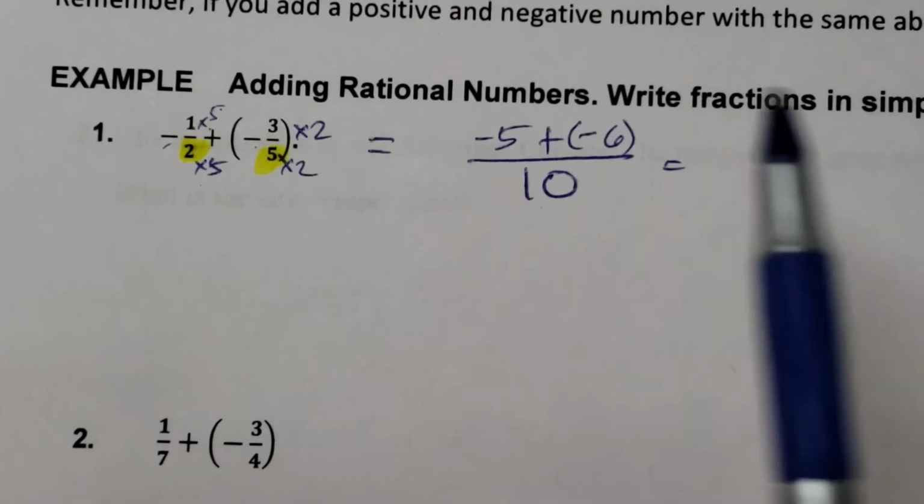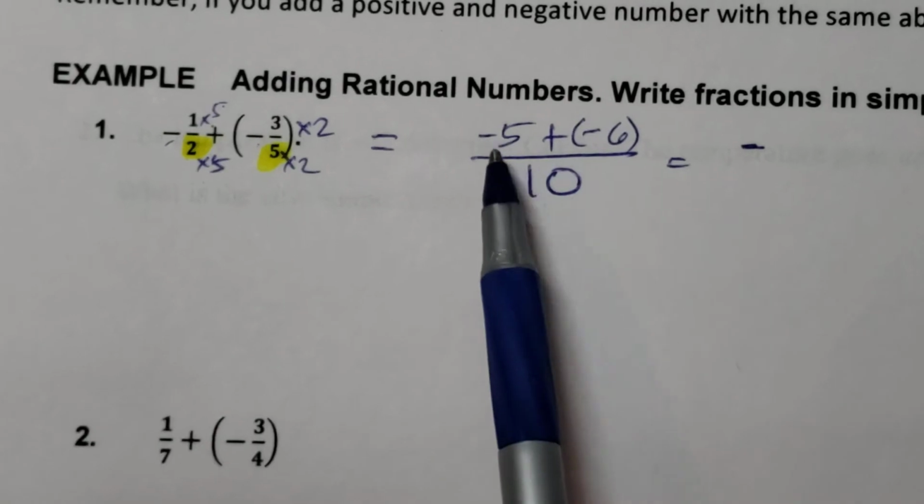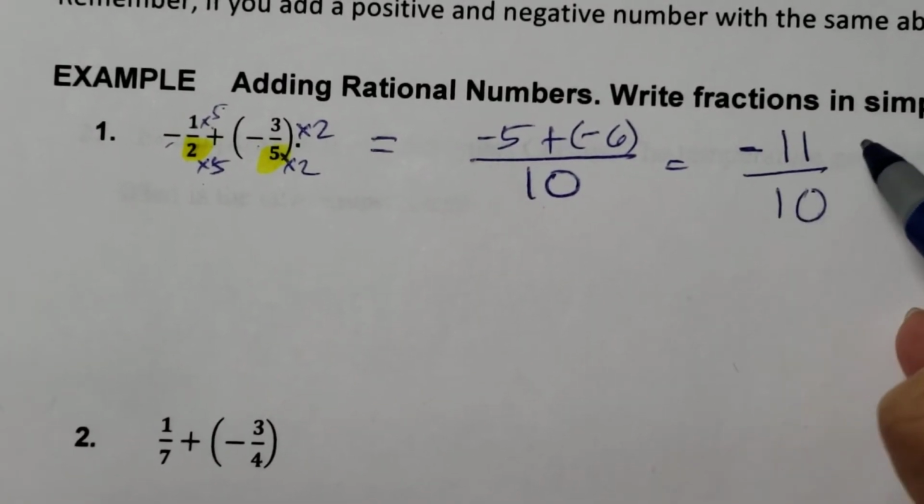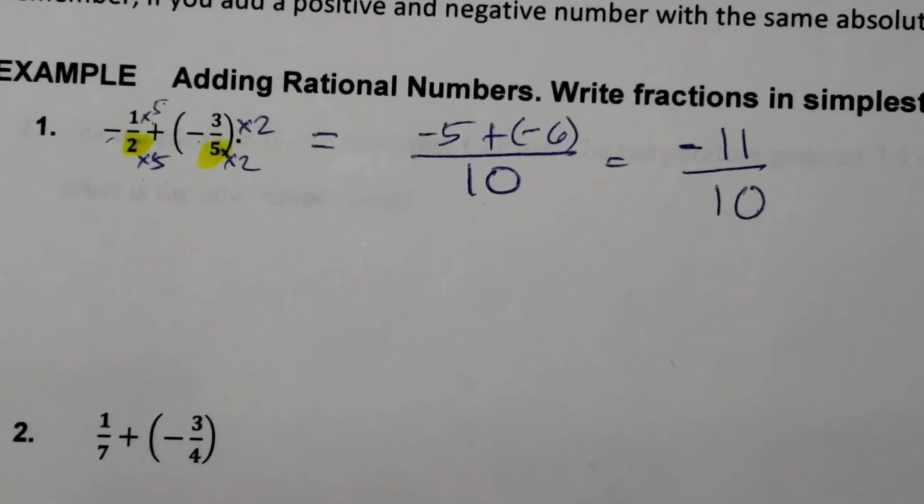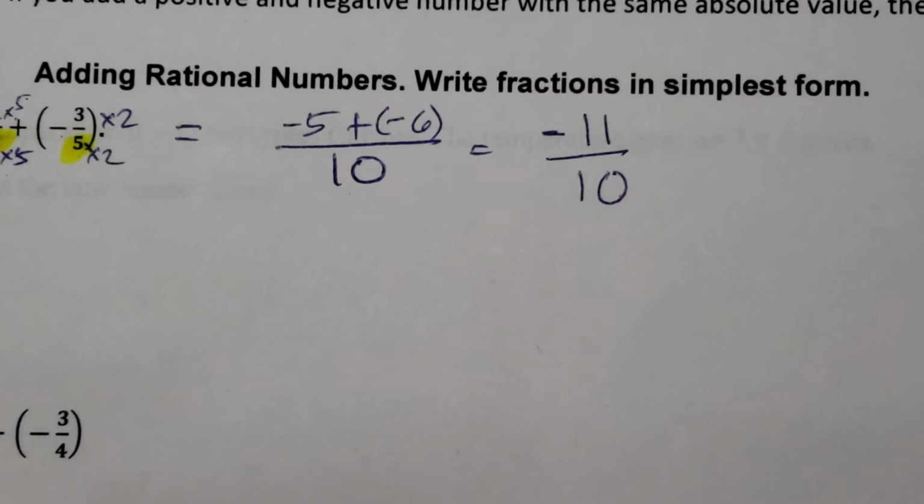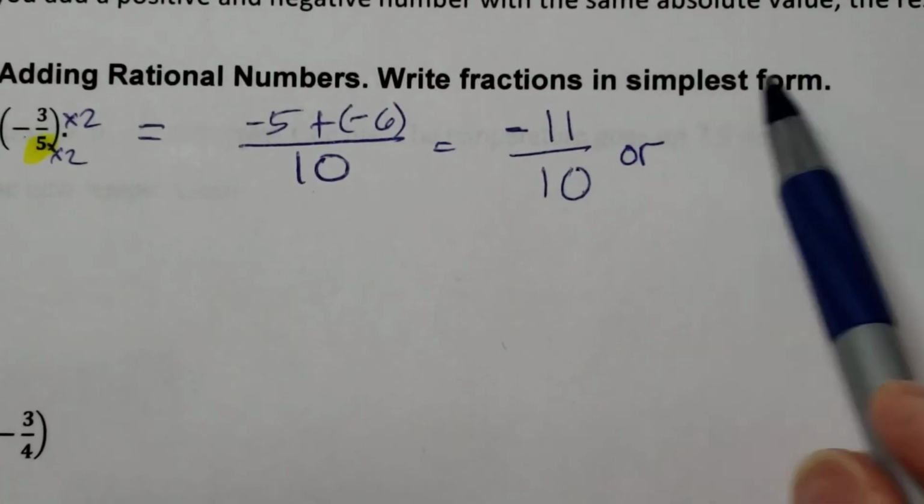So that means the sign stays the same. And then you add the magnitude. 6 plus 5 is 11. Denominator stays the same. So the answer is -11 over 10. Now, when you put that into your answer in Big Ideas, it might ask you to write a mixed number because it's not in simplest form.